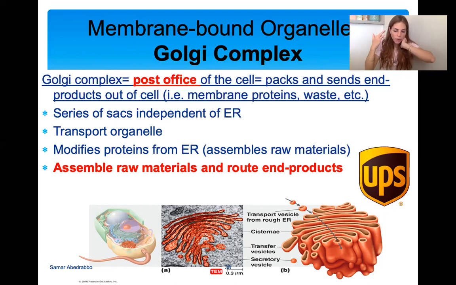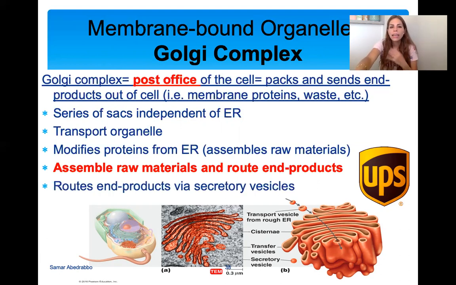So for example, if you had a protein made on the rough ER, and let's say it was a membrane protein, that protein would go to the Golgi apparatus, and the Golgi apparatus would mark it and say, you need to go to the cell membrane because that is where you belong. So the Golgi apparatus is the post office. It routes end products by all these vesicles. If you have a molecule that you need, like a protein that needs to go to the cell membrane, it'll put it in a vesicle or a vacuole and send it to the cell membrane.